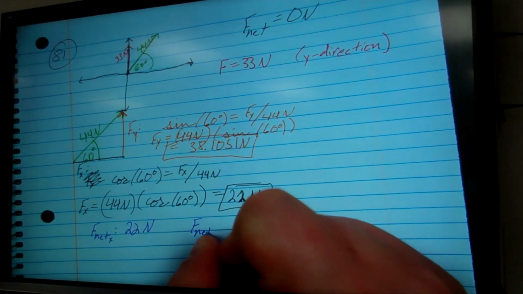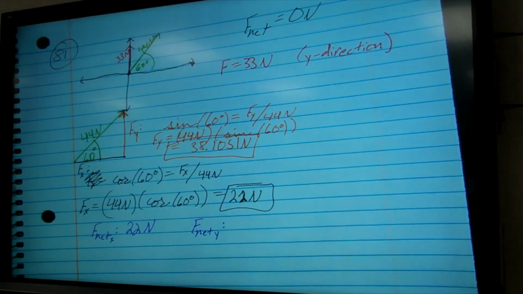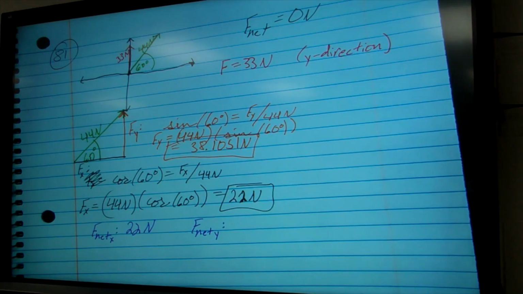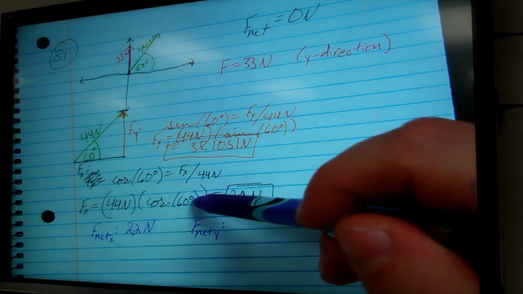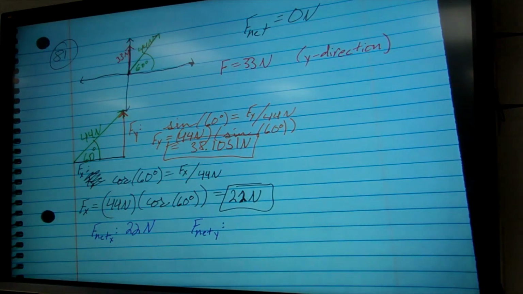So degrees times newtons equals newtons, right? Not technically. You've done a trig function there that got rid of the degrees. That leaves you with an actual value.